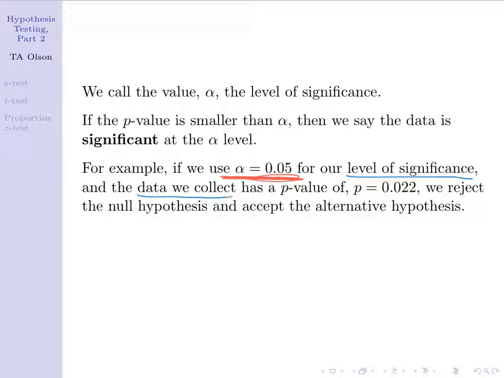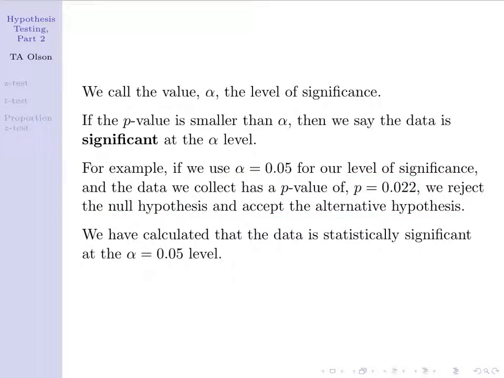And if the data we collect has a p-value of, say, 0.022, right, so p is going to be less than alpha, then that means we're going to reject the null hypothesis, accept the alternative hypothesis, and that means our calculation shows that the data is statistically significant at the alpha 0.05 level.